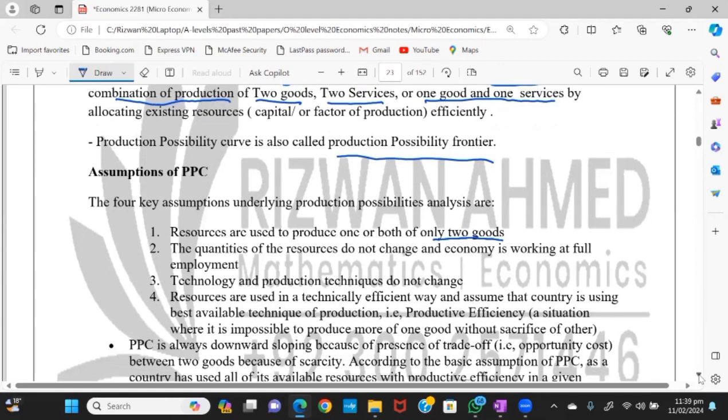Regarding the fourth one, the resources are used in a technically efficient way, and we assume that the country is using the best available techniques of production. That is production efficiency, or you can call it productive efficiency. Productive efficiency is a situation where it is impossible to produce more of one good without sacrificing the other good.